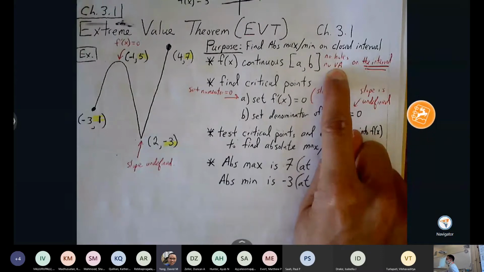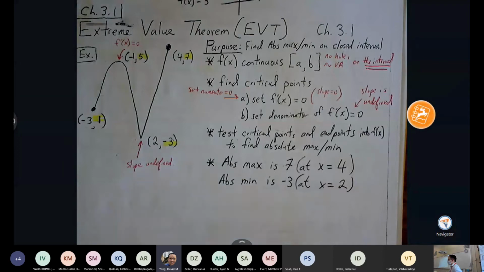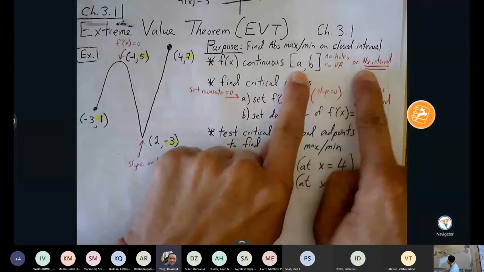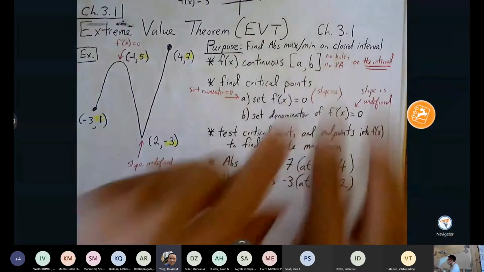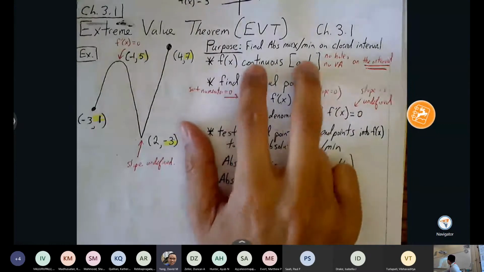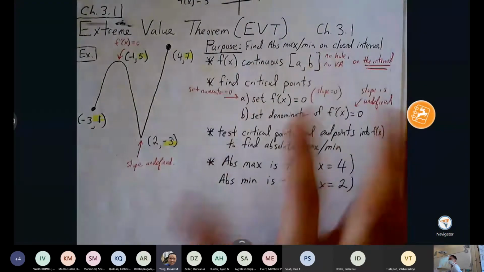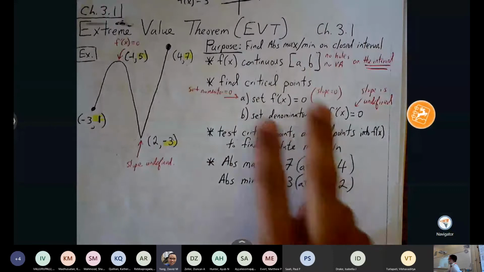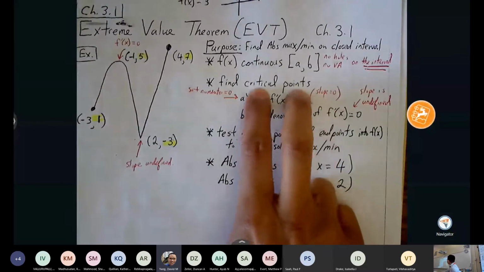We have to look for vertical asymptote. We got to look for holes, right? If you find it, doesn't mean that you can automatically say that our function is not continuous on closed interval. You got to compare it with the interval, right? So just want to make sure that we remember those steps. All right, and then after we confirm it's continuous, which it will be for our problem because we're dealing with a polynomial, we can go and find critical points.